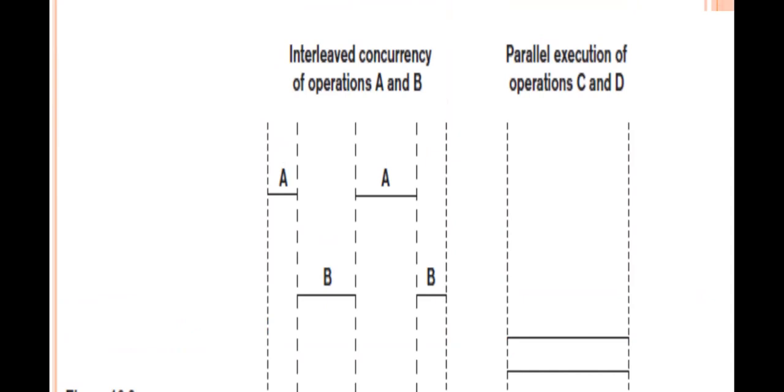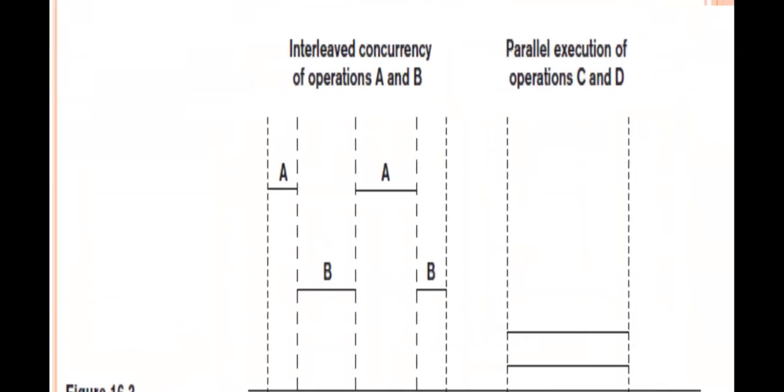In case of pipeline processing, the value of A is placed in the processor, like fetching, then it goes to execution. Then when the A operation is in execution, the B operation comes into the pipeline. Once A is completed, then B is placed for processing. But in case of parallel processing, two concurrent processes will execute A and B at the same time.